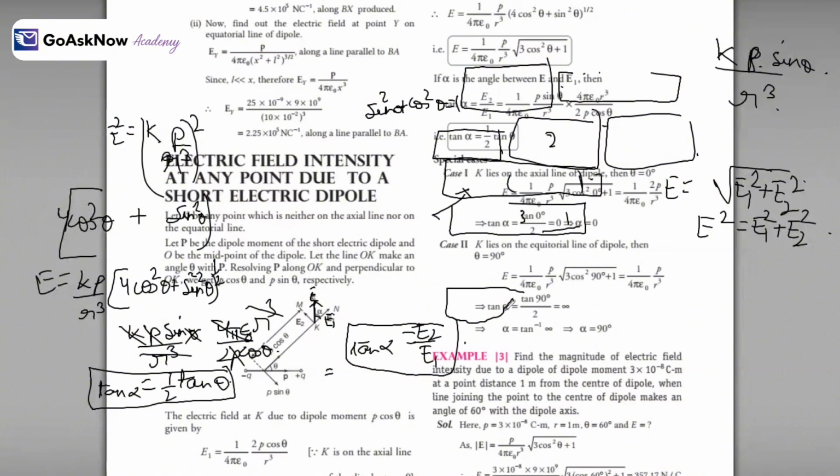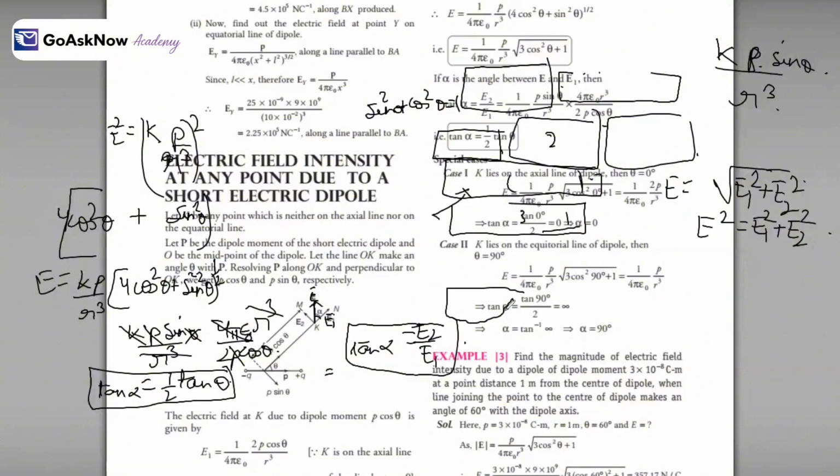So your electric field will come out as 2p by 4 pi epsilon naught r cubed, which is calculated in the case of the axial point field. We have already covered it, so it will come like this. So it is proved here also.